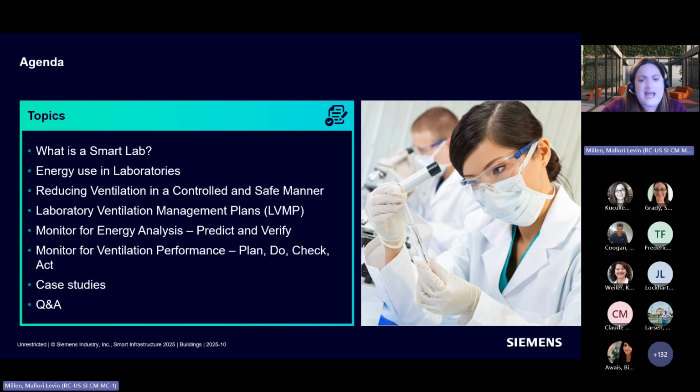And we have a full agenda today. So we're going to start with the basics. What exactly is a smart lab? We'll define the term and explore how smart technologies and data-driven strategies are transforming lab operations. Then we'll discuss why labs are among the most energy-intensive spaces within any facility. Next, we'll review how smart labs reduce airflow safely with proper ventilation, and we'll walk through how LVMPs, or laboratory ventilation management plans, assess risk and guide ventilation strategies tailored to specific lab activities.